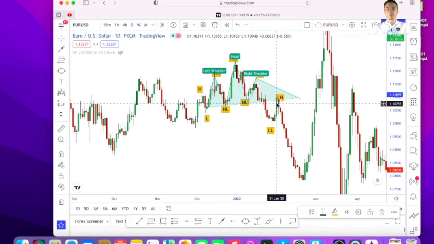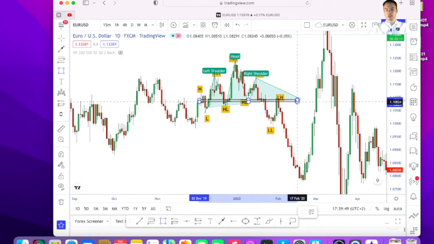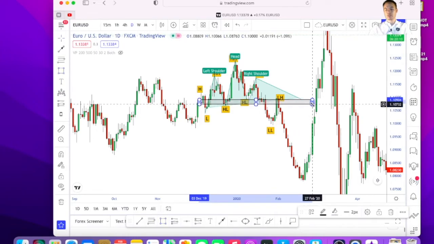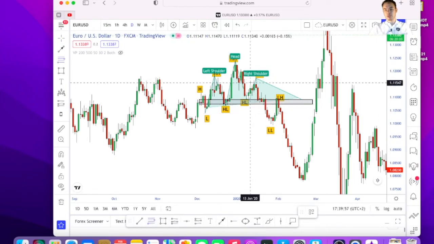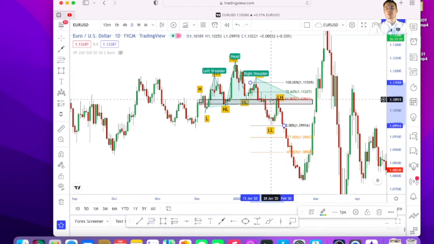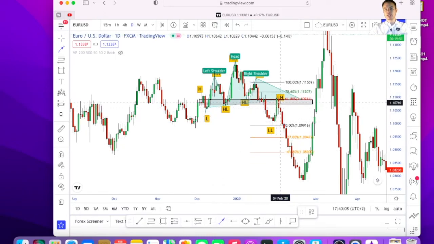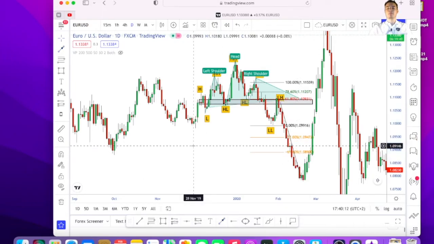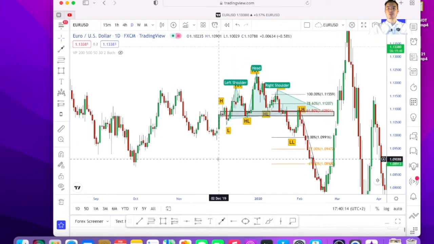So that's second confirmation. Third confirmation is this support here, which is now resistance. Another confirmation, I mean, you can put your Fibonacci, 61.8. Drop down on lower time frames, look for candlestick confirmation, and then you are looking to sell from this point to profit. So this is a head and shoulder pattern.